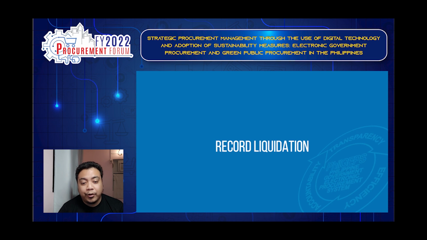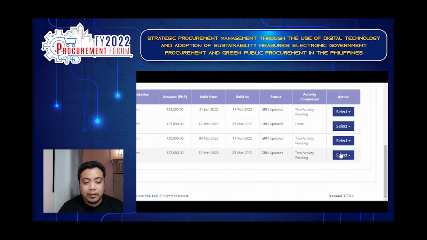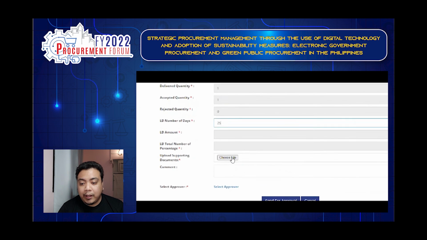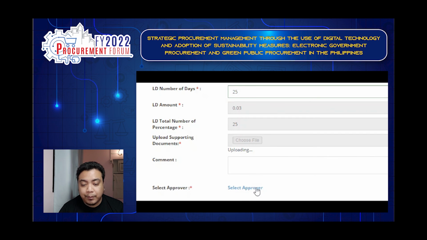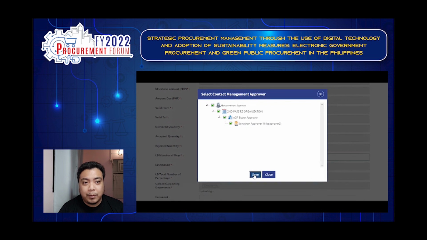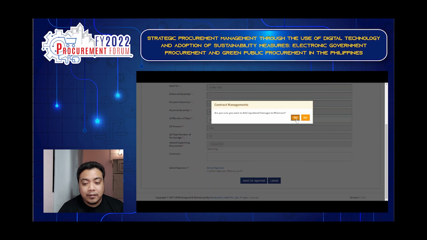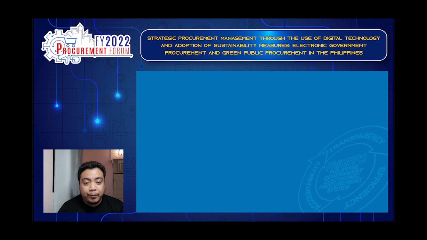And now the recording of liquidation, so we can add liquidated damages. So we require uploading of supporting documents for the LD, and then it requires an approver. So the amount, the validity and such, it will be reflected. It will be needed in our LD form. So by that, once approved by the approver, our LD will be reflected.